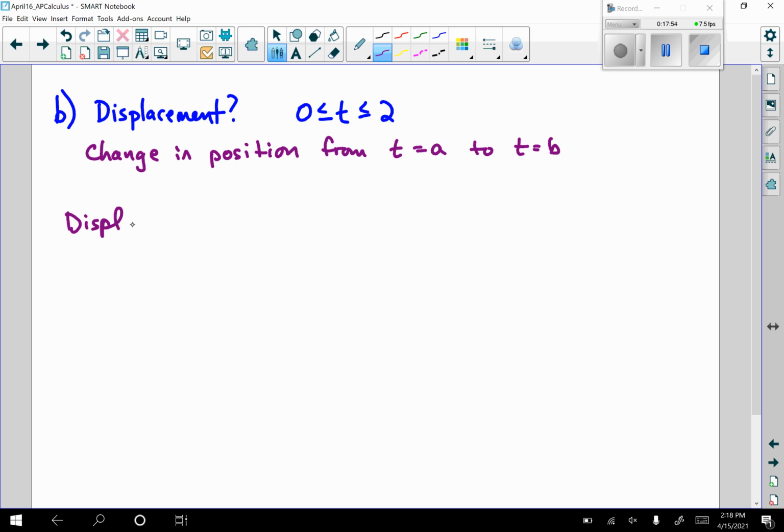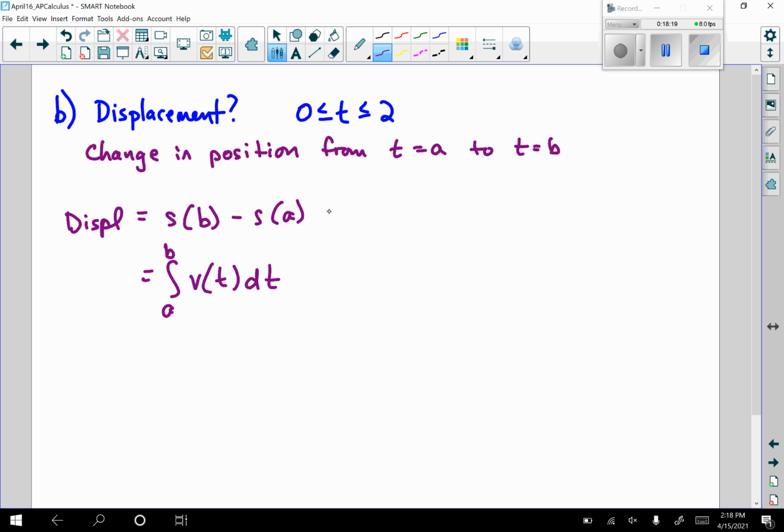So we've seen this before. Displacement is just s of b minus s of a. Written as an integral, though, this is what item 36 was on that handout I gave you. So it's also equal to the integral, the antiderivative, from a to b of v of t dt. And remember, this could be positive, negative, or 0.